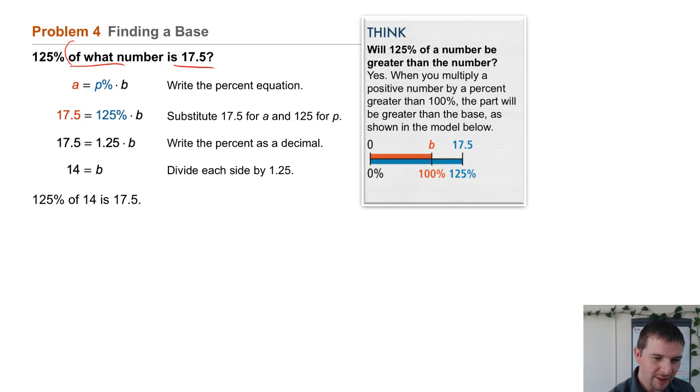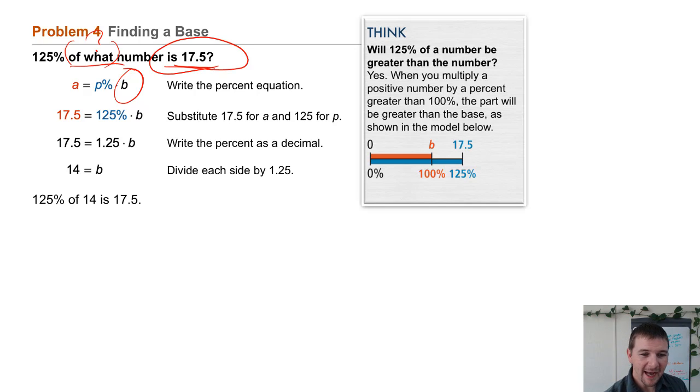So remember I talked about the shortcut of whatever value comes after "of." When we're talking about the percent proportion, it goes to the denominator because it's the base. When we're talking about the percent equation, it goes to the base, B. So we don't know what this is. It's going to remain a variable. So B stays B, the variable, and that's what we need to solve for.